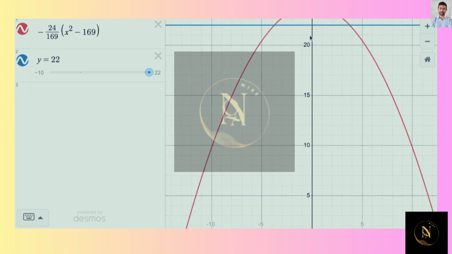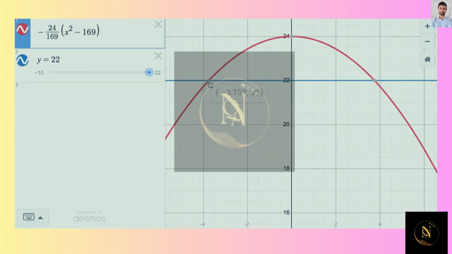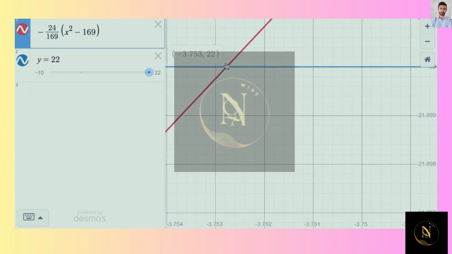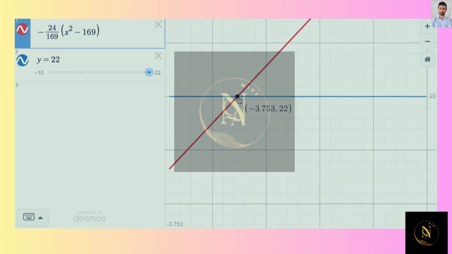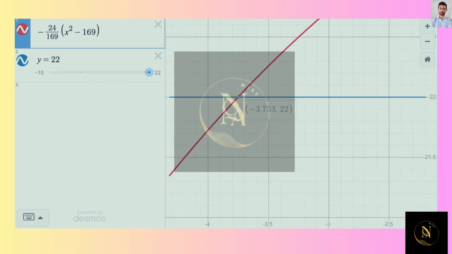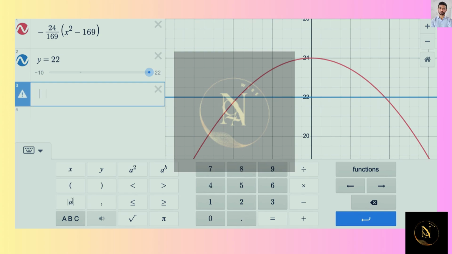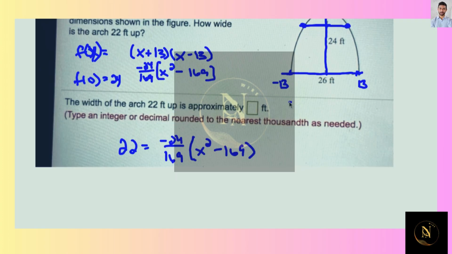I can even zoom in further. I thought maybe this would give me more decimals, but that's okay. Negative 3.753 and positive 3.753. Just the difference between them, or you can double that, is 7.506. Hope that's helpful.